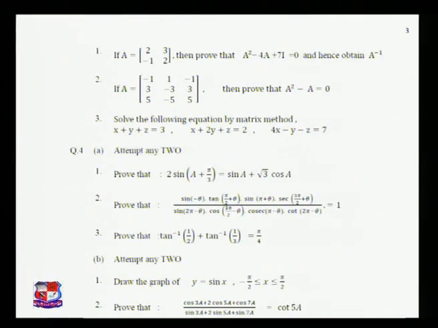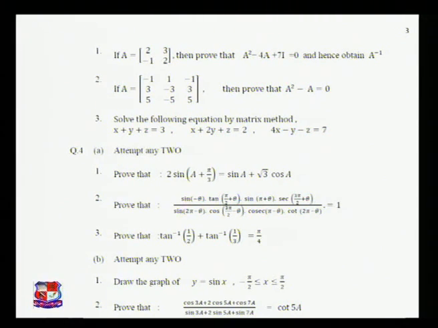In the last session we solved question number 1 for all MCQs and question number 3A, which includes the matrix section. Now in this session we are going to solve question number 3B, 4A, 4B, and in the end we will solve question number 5.